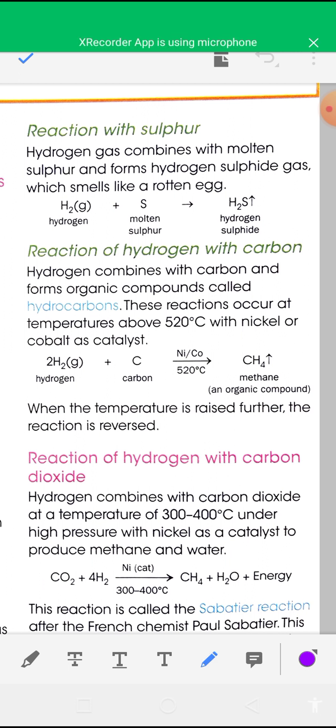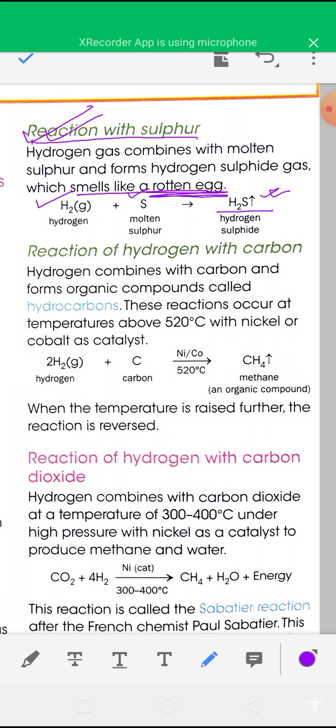Next chemical reaction of hydrogen is reaction with sulfur. When hydrogen, H2, reacts with molten sulfur, S, you will get hydrogen sulfide gas, H2S. H2 plus S gives H2S. This hydrogen sulfide gas smells like a rotten egg. So hydrogen gas combines with molten sulfur and forms hydrogen sulfide gas, which smells like a rotten egg. Chemical equation: H2 plus S gives H2S.